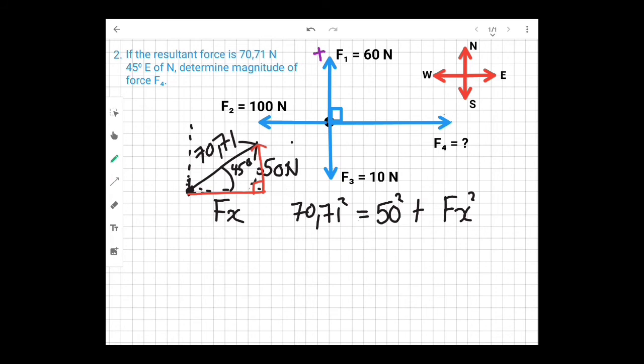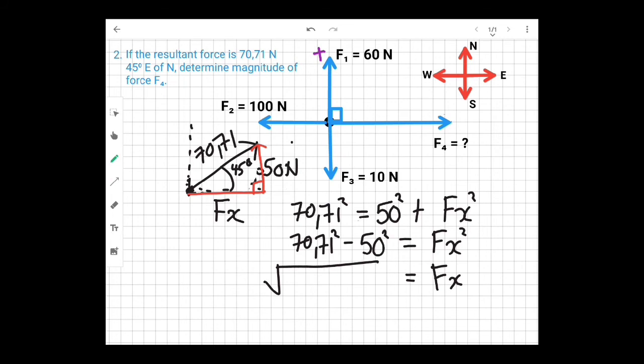So this can simplify to 70,71 squared minus 50 squared is equal to Fx squared. Notice I'm still using the theorem of Pythagoras. Take the square root of both sides. You're going to have Fx equal to the square root of 70,71 squared minus 50 squared. This comes out to 49,999, which we can just say Fx is 50.